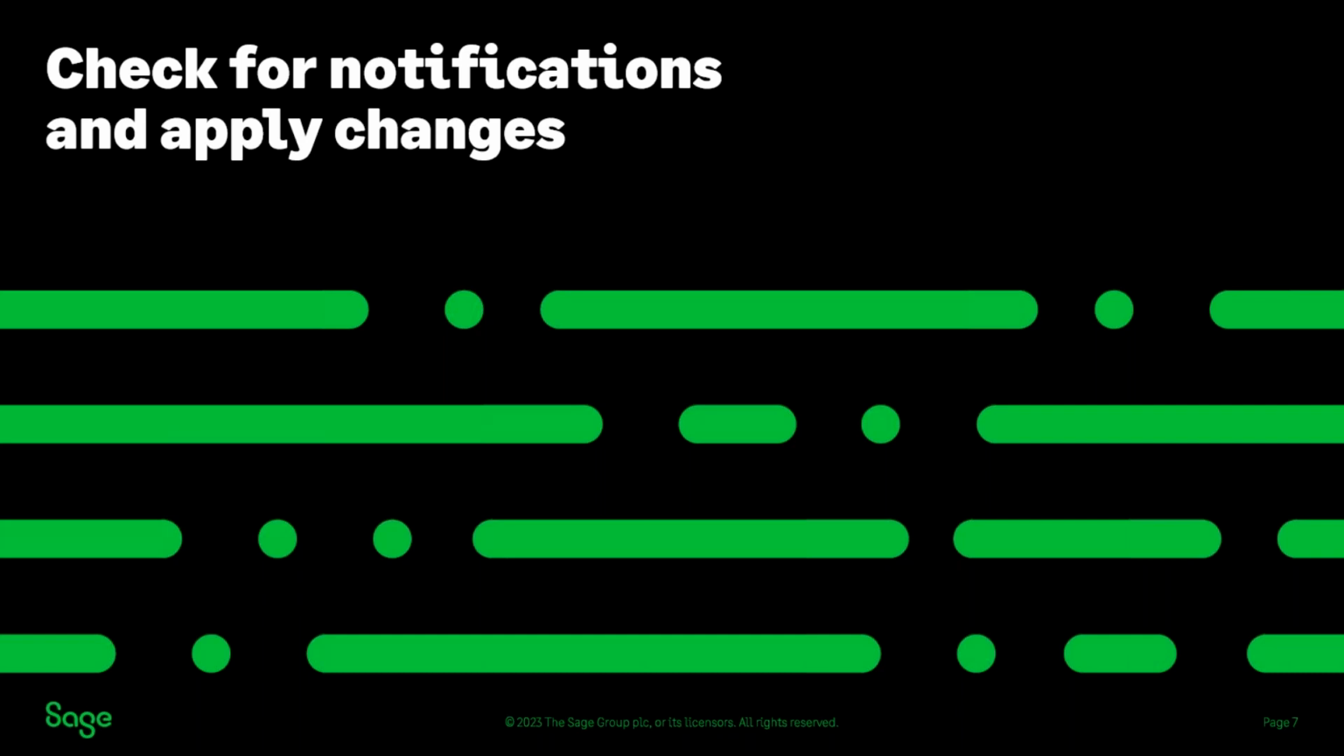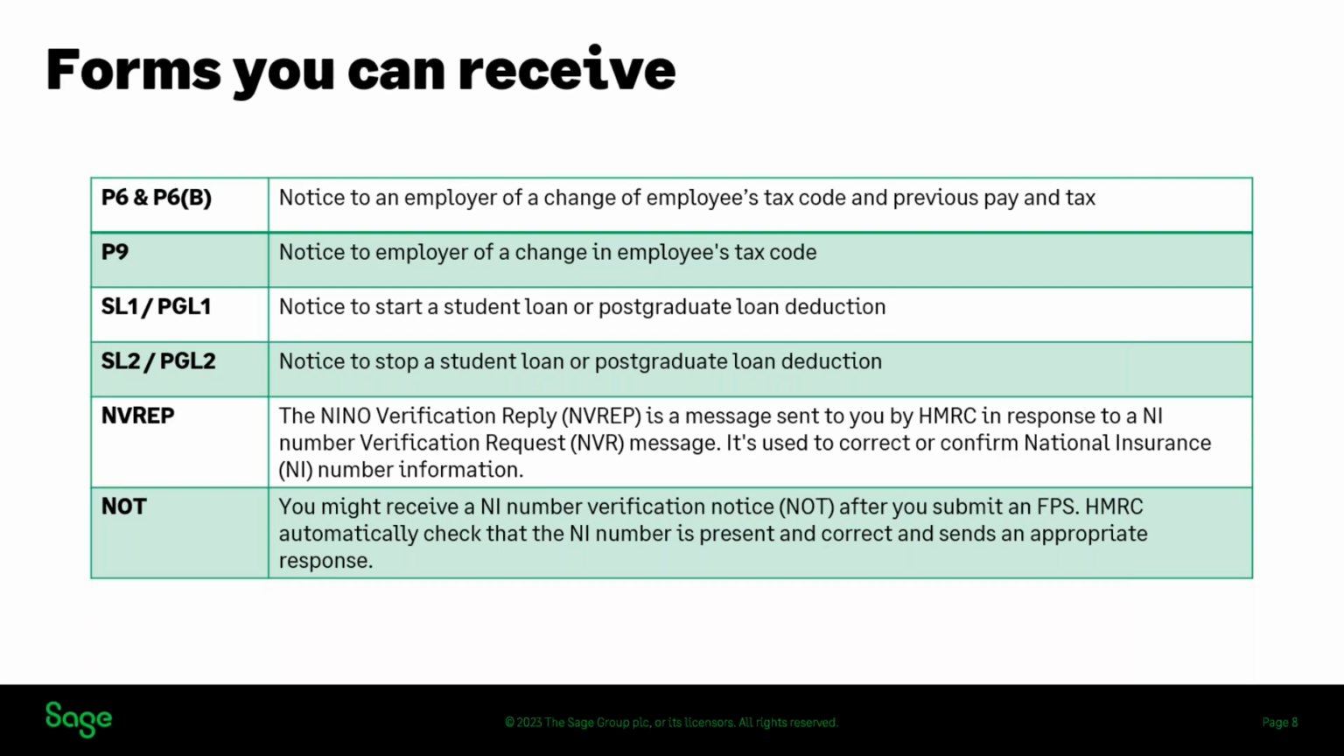And we'll start with a list of the forms you can receive in the secure mailbox. So the P6 form is the notice to an employer to change an employee's tax code and often includes previous pay and tax for the current tax year. So you're likely to receive these notices if you've recently taken on a new starter, for example, and they didn't have a P45. You just filled in a starter checklist.